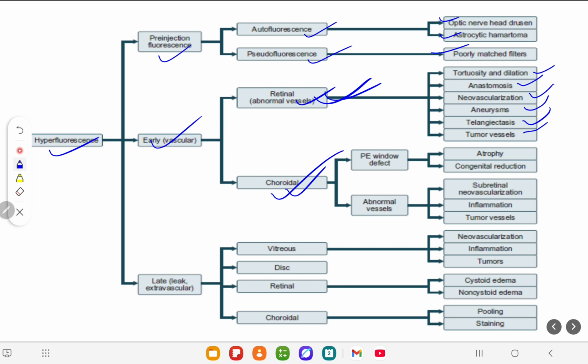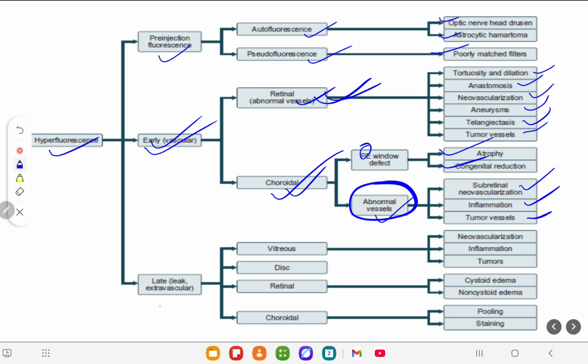What do you mean by PE window defect? It's a pigmented epithelium window defect. Window means if the pigmented epithelium is not there, then you will see directly. In case of atrophy and congenital reduction, you will see the fluorescence of the choroid directly. And then another abnormality, like subretinal neovascularization, inflammation or tumor, you will definitely see early filling of hyperfluorescence.